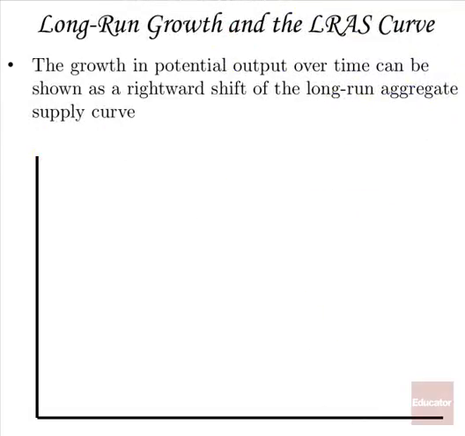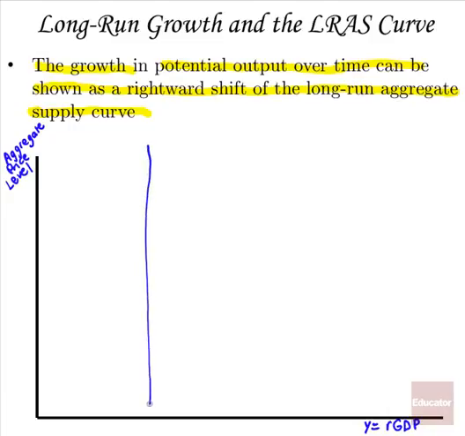Okay, so long-run economic growth and the LRAS, how is that going to be reflected on that? So let's say that the growth in potential output over time can be shown as a rightward shift of the long-run aggregate supply curve. So this is going to be really simple. You're just going to put here the aggregate price level. And here on the bottom x-axis you have Y, or real GDP. And remember, the LRAS represents the long-run aggregate supply curve.